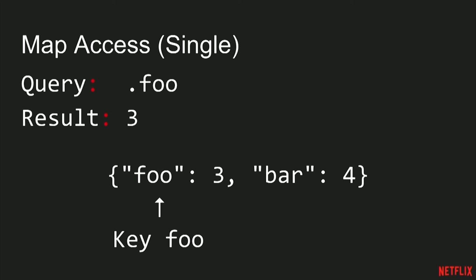Map access, so single key. Again, don't worry about the syntax too much here. Just say we're going to go get the value associated with key foo. We'll just get 3 back. So we have our map down here at the bottom, foo to 3 and bar to 4. We'll just get 3 because that's the value associated with that key.